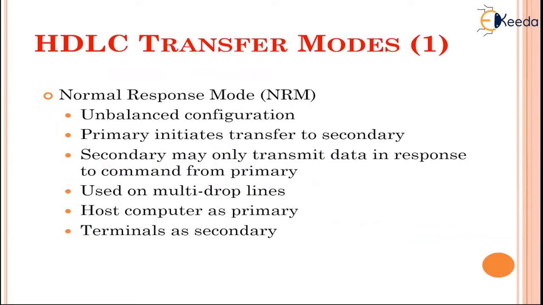Then HDLC transfer modes. There are three data transfer modes: normal response mode, asynchronous balanced mode, and asynchronous response mode. Normal response mode is used with an unbalanced configuration. The primary may initiate data transfer to the secondary, but the secondary may only transmit data in response to a command from the primary.